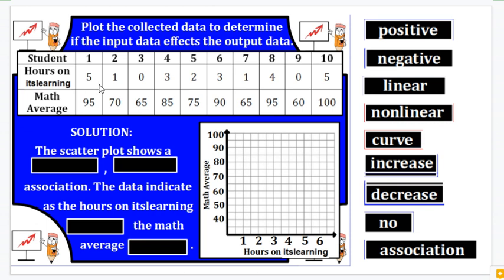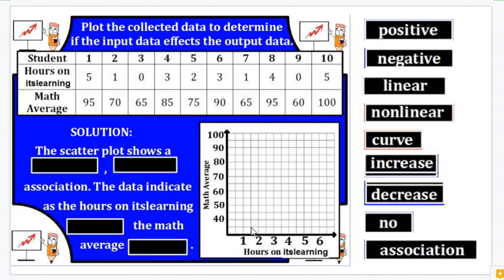So as we look through here, we see that students 1, 2, 3, 4, 5, 6, 7, 8, 9, 10, 10 students were asked 2 questions. They were asked how many hours they spend on its learning, and they were asked what their math average is. Okay, so they were asked 2 questions. They were asked bivariate data. All right, so using this, we are going to take it and put it on this graph over here.